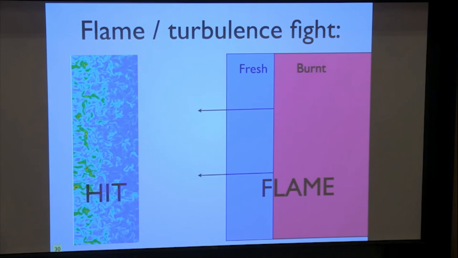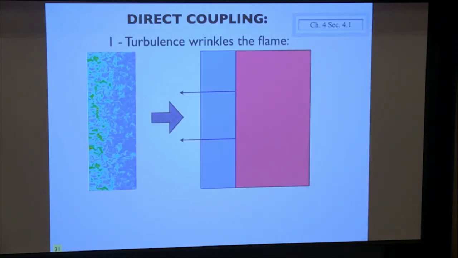So if you want to summarize what we need to do, it's like a fight. It's a boxing fight between two guys. On one side, you have the turbulence. On the other side, you have the flame. And these two things will meet. And the question, what happens? The flame will modify the turbulence, the turbulence will modify the flame. Turbulence will modify the flame first because it will increase the flame surface. It will wrinkle it, okay? It will make it like this.